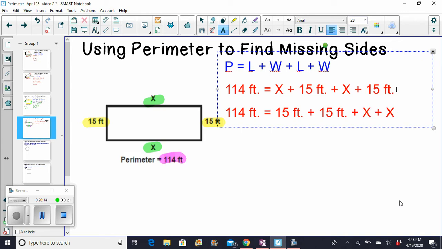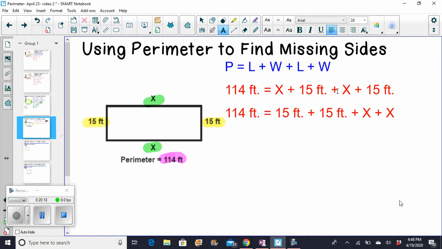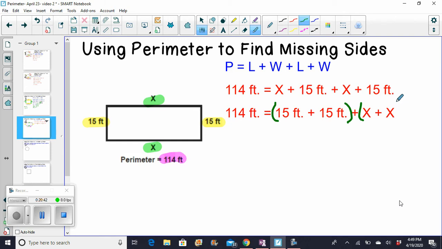my missing values. All right, I'm going to pause here for a moment. Think to yourself, what would you do next if you were solving this? I hope you're solving it right along with me. What would you do? I hope you're saying to yourself, I would grab these two, the 15 and the 15, and combine them. And I'm going to grab the two x's and put them in parentheses here too. I know they're going to go together.